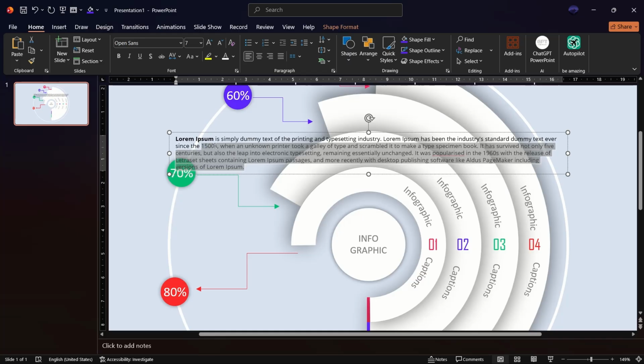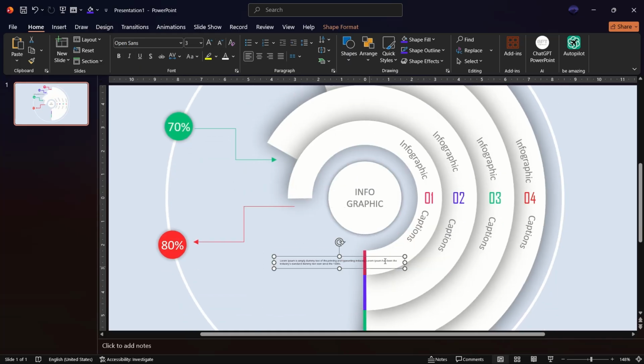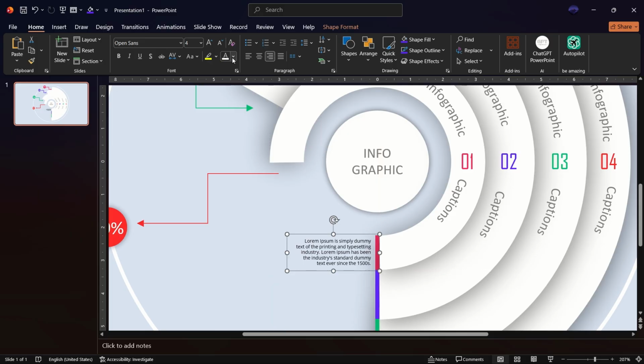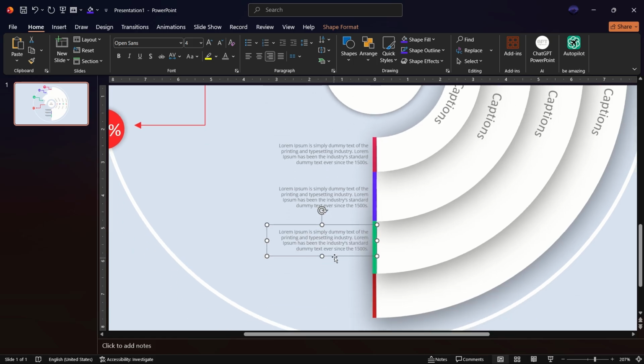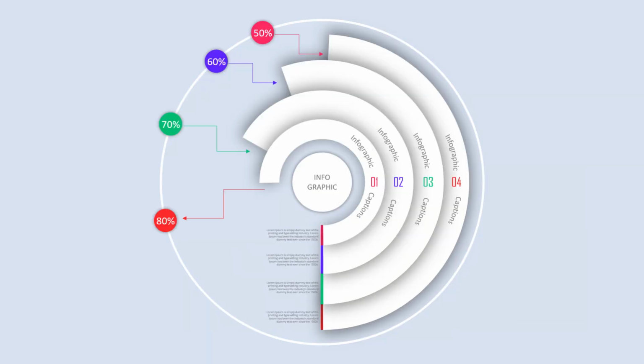The next thing we have to do is just put our text next to the below part of the starting shape. Then what we're gonna do is just change the color to gray. And we're just gonna insert our text. So yeah, this is the final result.